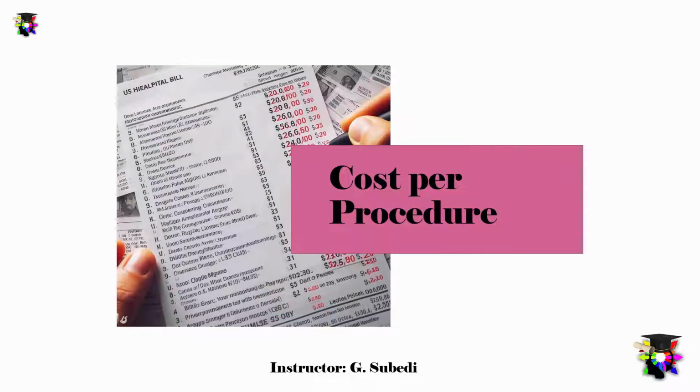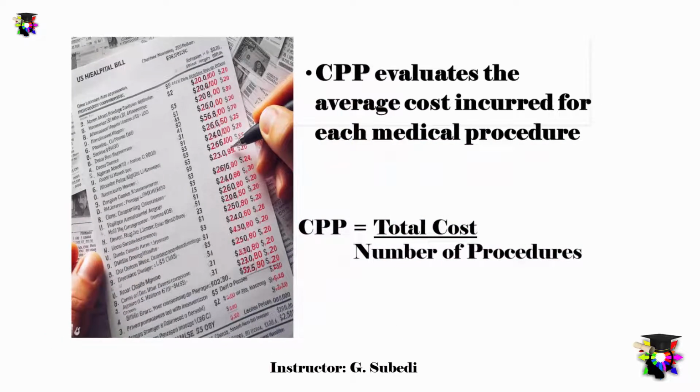Another KPI, cost per procedure, CPP. CPP evaluates the average cost incurred for each medical procedure. It's calculated by dividing the total cost by the number of procedures performed. Healthcare administrators and financial analysts use CPP, or cost per procedure, to optimize resource allocation, negotiate contracts with suppliers, and identify cost-saving opportunities.